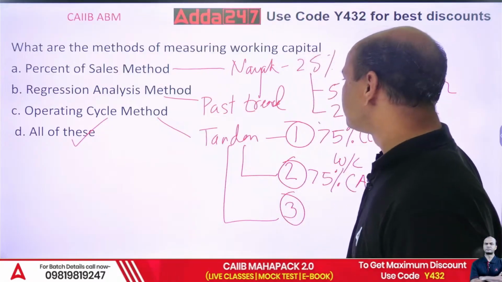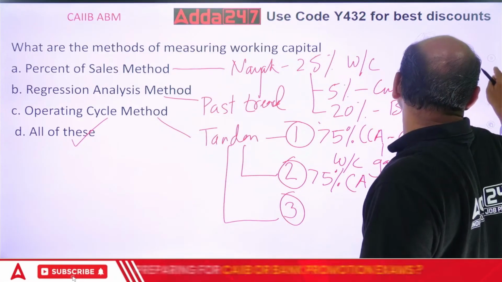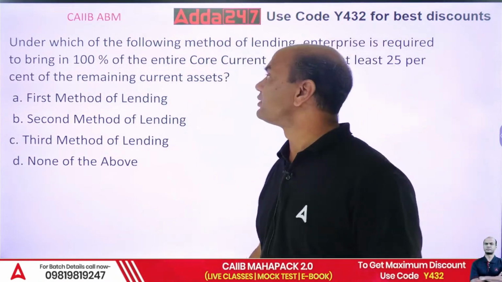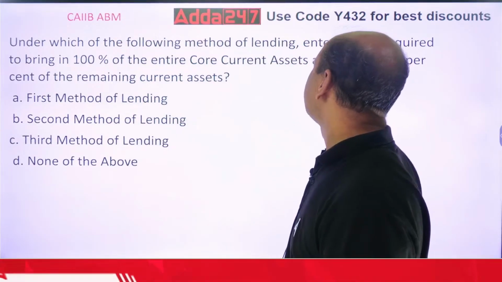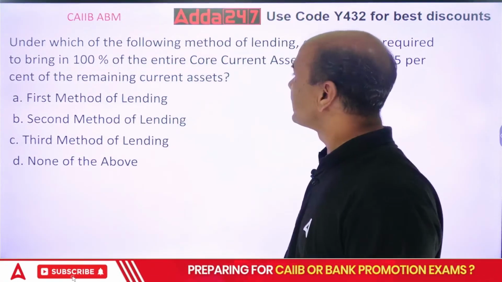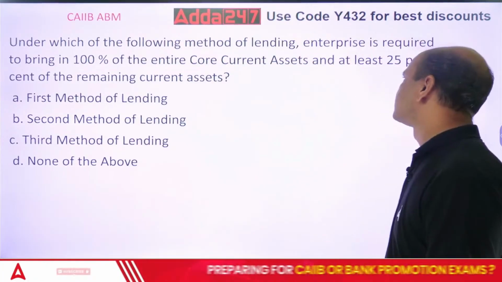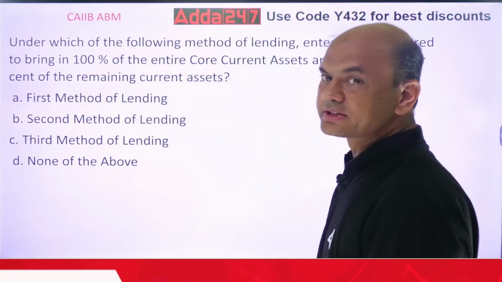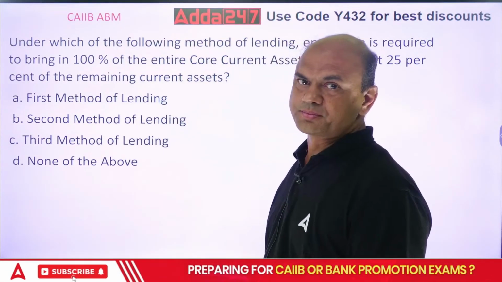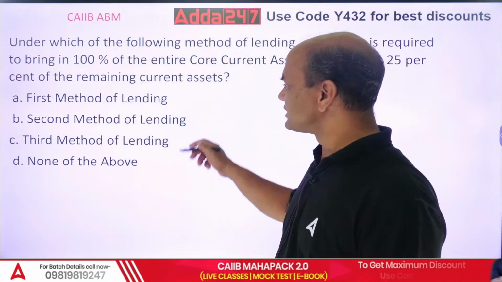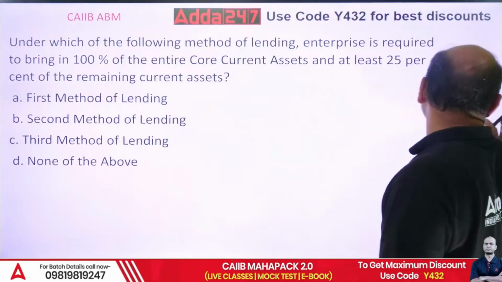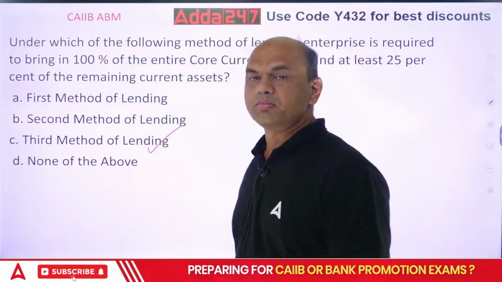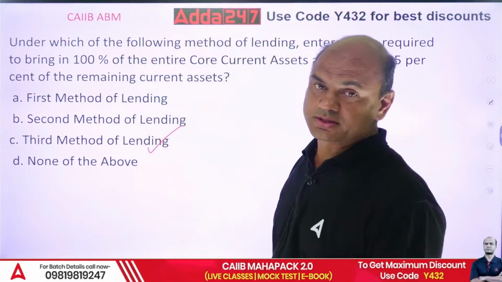Now let's move on to the next. This is Tandon committee method 3. Under which of the following methods of lending is the enterprise required to bring 100% of the entire core current assets and at least 25% of the remaining current assets? So this is method 3 I was talking of. The answer is obviously the third method of lending by the Tandon committee. But what is this third method? That also you need to understand.